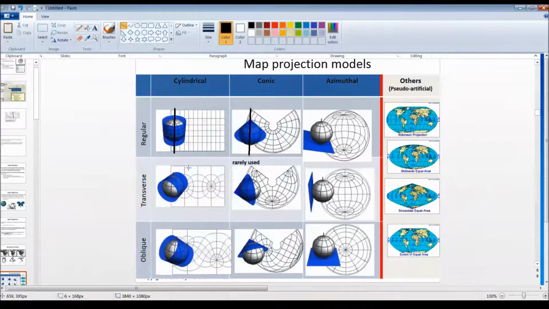If we placed our axis horizontally, this is how the latitude, longitudes will look like. If we placed it for the cone this way, this is how our latitude, longitudes look like. Again, this is very rarely used. That's why I highlighted this, but I'm showing you the concept. How will they look like?